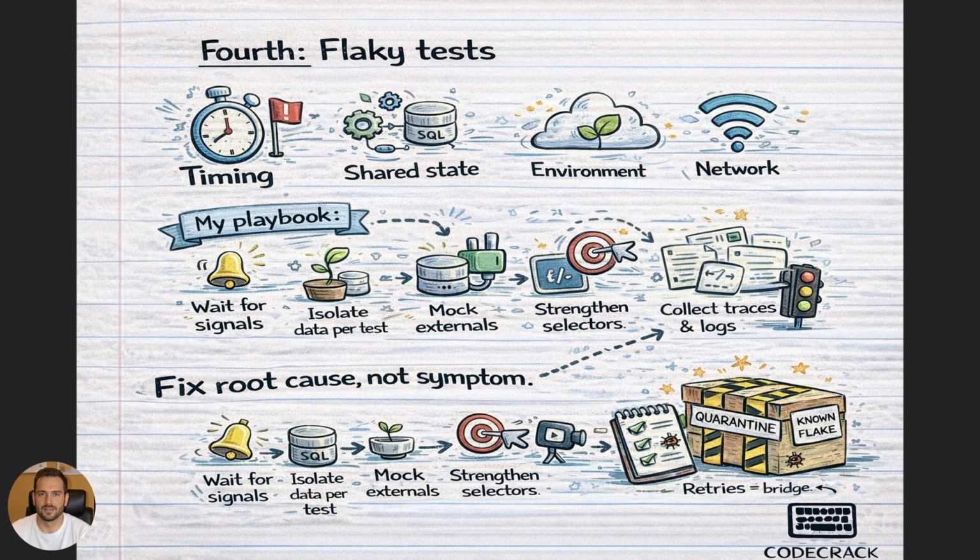Fourth, how do you handle flaky tests? Answering "just add retries" shows you're treating symptoms, not causes. Interviewers want a systematic approach. Flakes usually stem from timing, shared state, environment or network issues, or brittle selectors. My playbook: wait on real system signals instead of sleeps, isolate data per test, mock externals at lower layers, strengthen selectors, collect video, traces, and logs in CI. Retries are only a temporary bridge around known instability. Always quarantine and track the root fix. Memorable line: fix the root cause, not the symptom.